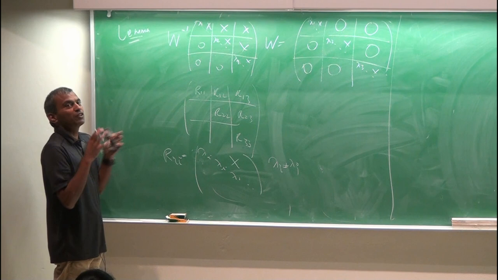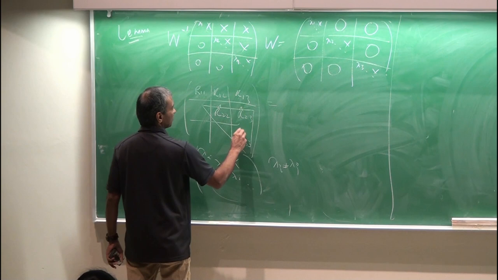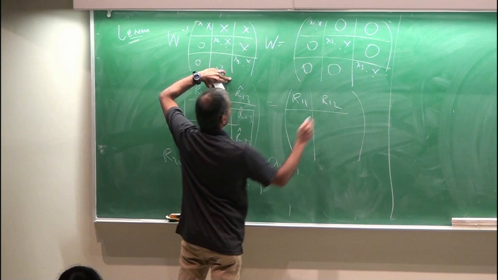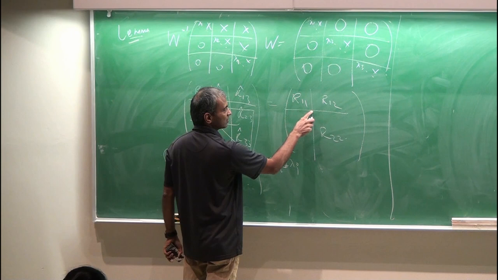For this 2x2 case, I'm going to call this entire block one block now. Let's put hats over here because I'm going to rename these. I'm going to re-block it. This block is still called R11, this block is going to be called R12, and this entire block over here is going to be called R22. With this, notice that I still satisfy my requirement that the numbers on this diagonal are different from the numbers on this diagonal.